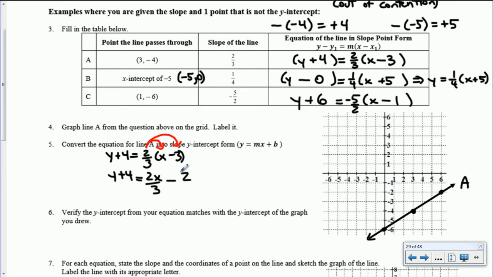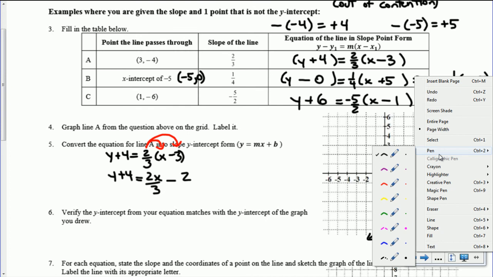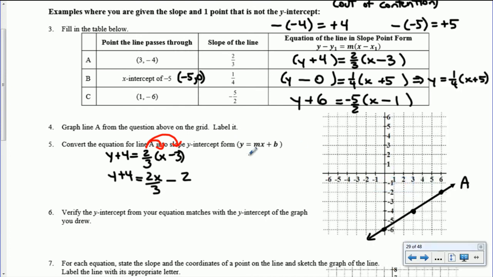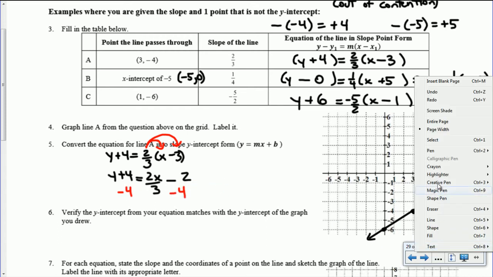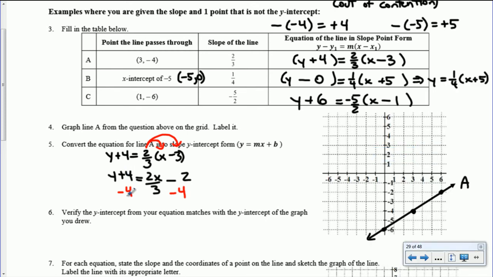Okay, now I want to get y on its own, because I want y equals mx plus b. So I have to get rid of this 4. If I subtract 4 from both sides, that'll bring us to where we need. 4 minus itself on the left is 0, so all that remains is y on the left. 2/3 x stays the same, right? 4 isn't an x type of thing, so 4 only interacts with this -2. -2 subtract 4 is -6.